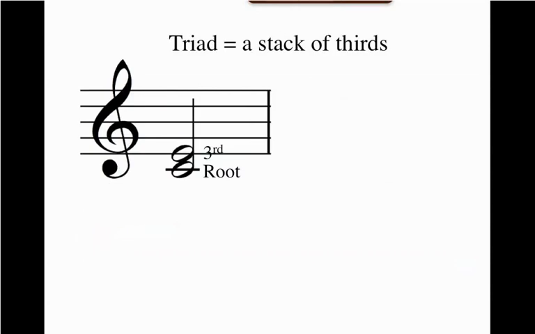We need to see first how a triad is a stack of thirds. Here we have a C and an E. We can imagine the C as being a root note that's going to generate the chord above it. So we start with just the interval of a third, C, E. To imagine the stack of thirds, we now need to place another note above the E, and a third above E would be G.